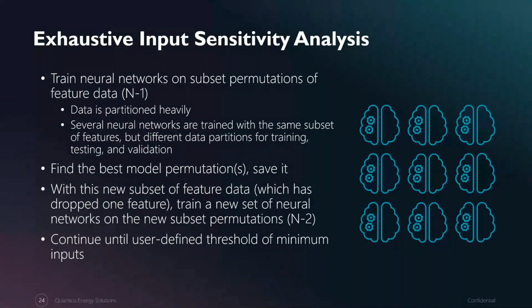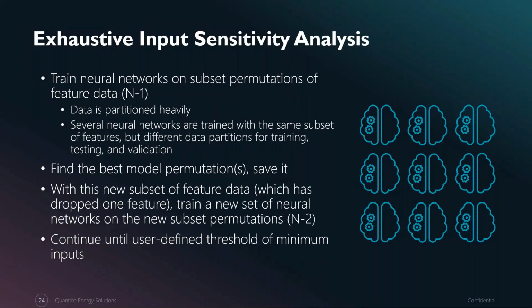Then we'll look at the average or overall model performance for each feature subset, and then we'll drop whatever feature that model dropped. Then we'll continue on for the next iteration. And we keep all of the best models of every iteration until we reach some kind of minimum input threshold that we give, and that's when the process stops.